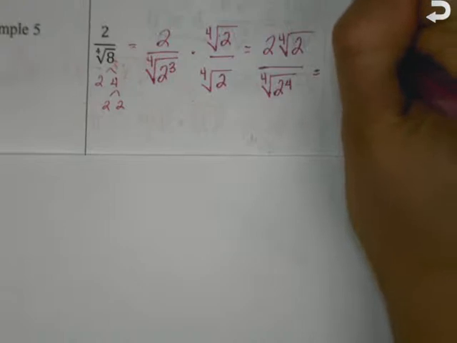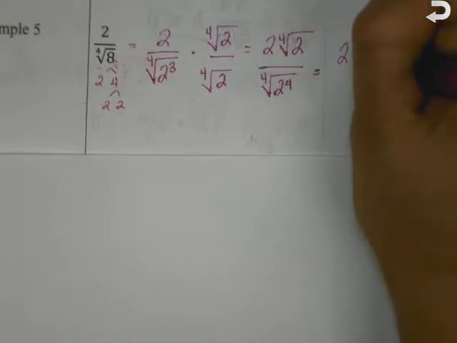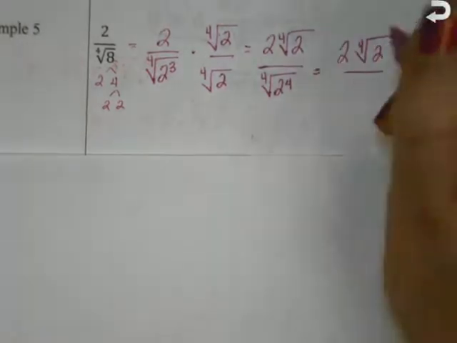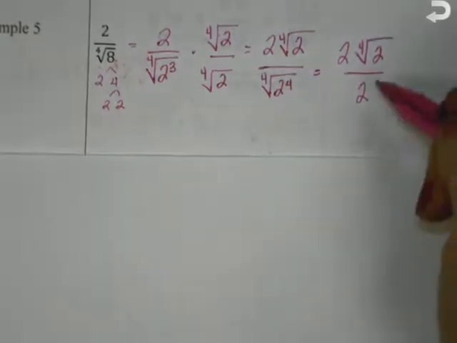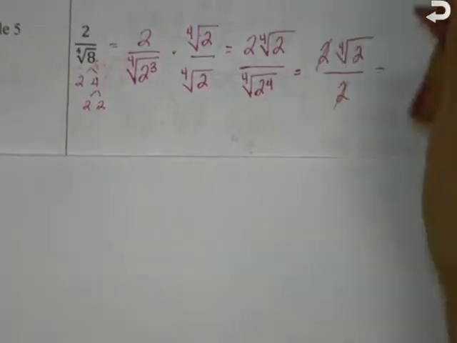2, and then you can simplify. What's the 4th root of 2 to the 4th? 2. And then I can simplify. 2 goes into 2, 1. So that gives me the 4th root of 2.